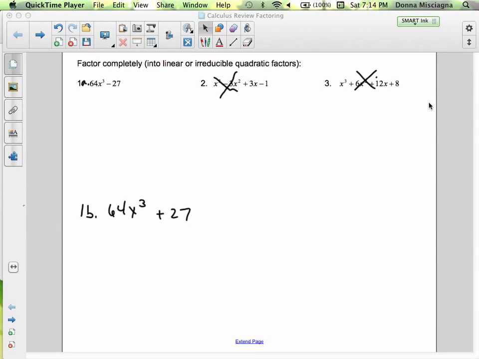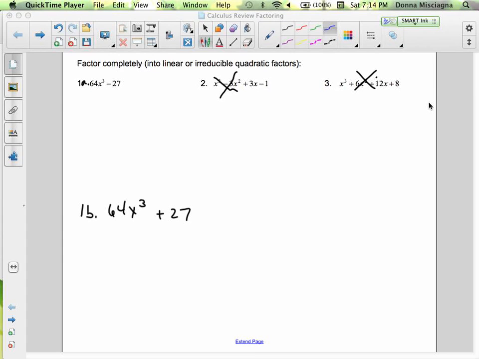Welcome. Periodically, besides teaching you calculus, I'll be reviewing some skills from Algebra 2 and pre-calculus that will be very important as you learn calculus. The first lesson is factoring. We're going to do all kinds of factoring, because if you can't factor, you're not going to be able to solve some of the equations that we're going to be dealing with as we progress through calculus.